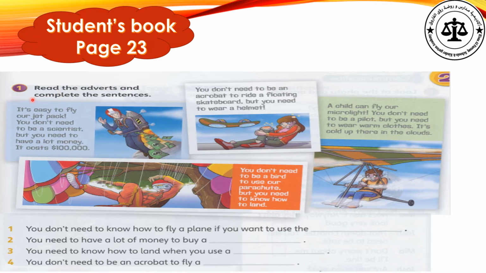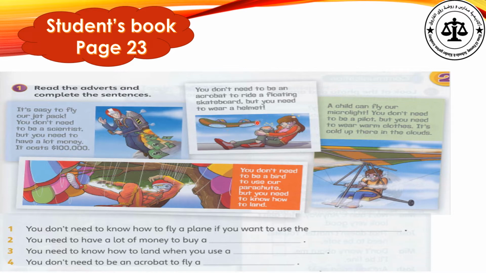Exercise 1. Read the adverts and complete the sentences. Adverts means إعلانات, and then we will complete these sentences. Look at advert number 1. It's easy to fly our jetpack. This is a jetpack. You don't need to be a scientist, but you need to have a lot of money. It costs $100,000.